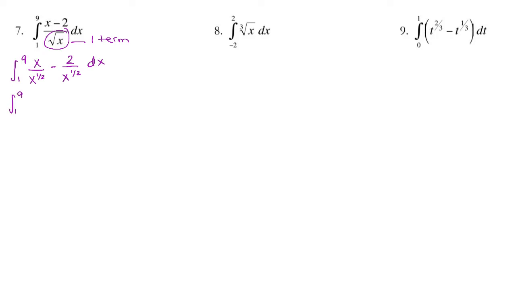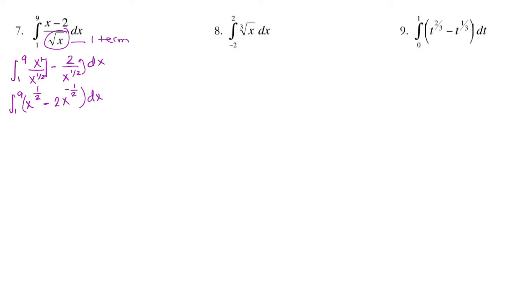So we're still integrating from 1 to 9. Do remember it's top exponent minus bottom. So 1 minus 1/2 is positive 1/2. And then minus, and we know this is going to flip up. So that's going to be 2x to the negative 1/2. And then we're going to integrate all of that.